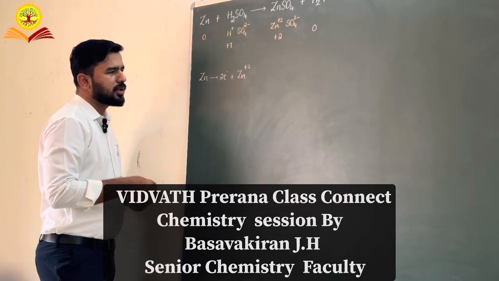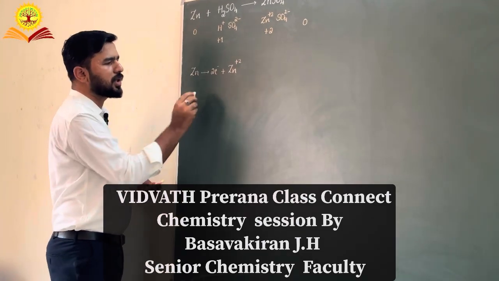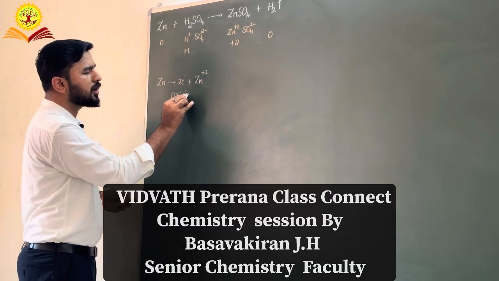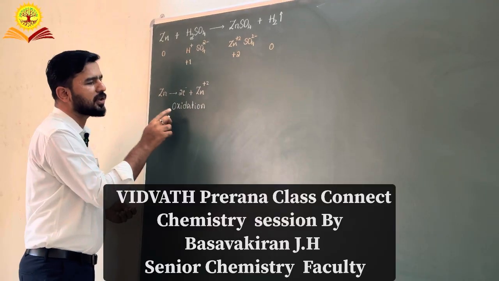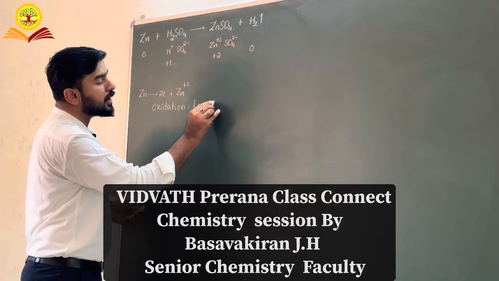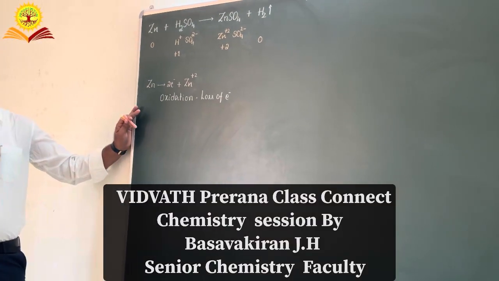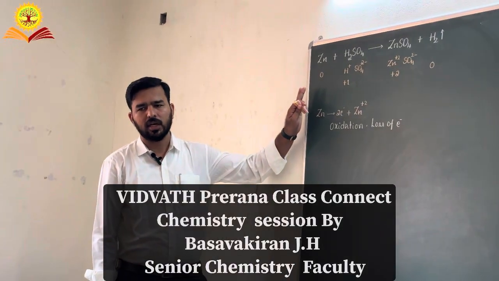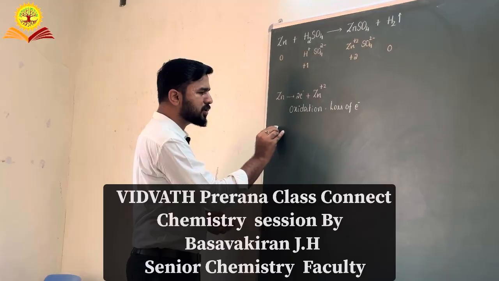So here, it is very easy to understand that zinc has donated how many electrons? 2 electrons. The process of losing electrons is called what? Oxidation. Oxidation is nothing but the process which involves the loss of electrons. So in this particular reaction, which one undergoes oxidation? Zinc undergoes oxidation.